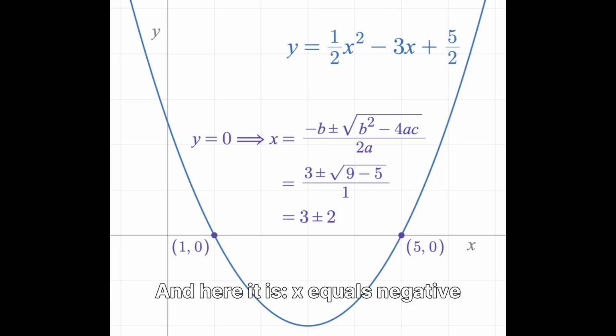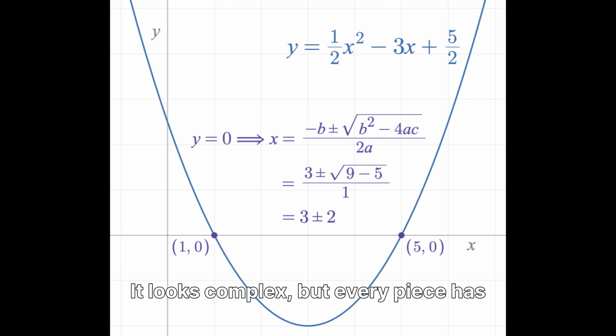And here it is, x equals negative b plus or minus the square root of b squared minus 4ac, all divided by 2a. It looks complex, but every piece has a purpose.